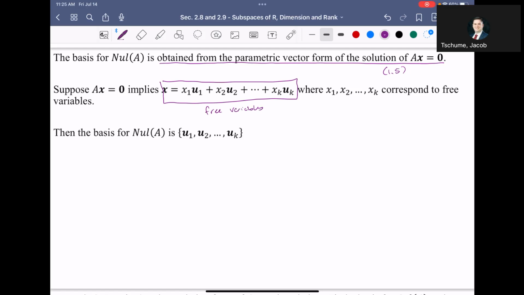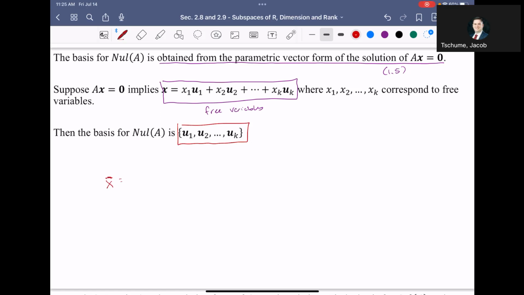So whenever you find a free variable, that tells you how many vectors you'll be adding together in your parametric vector form. So what we want to do is to find the basis of the null space. The only part you need is you will take the vectors off of your parametric vector form and make that the basis of your null space.